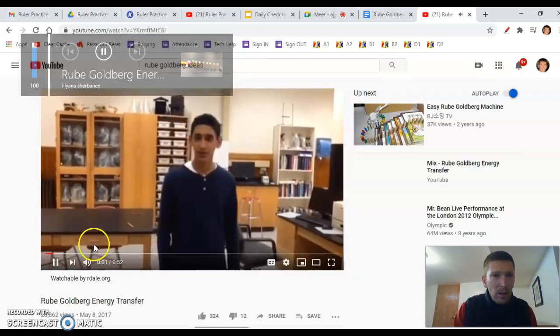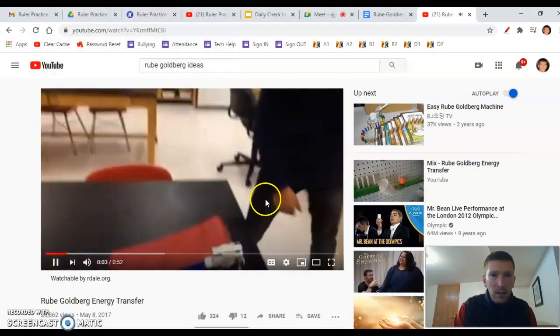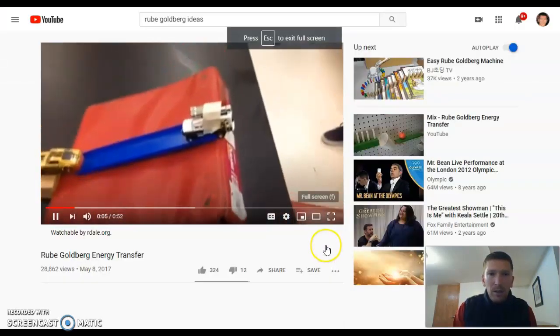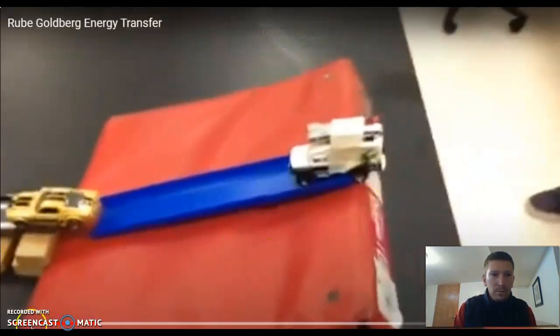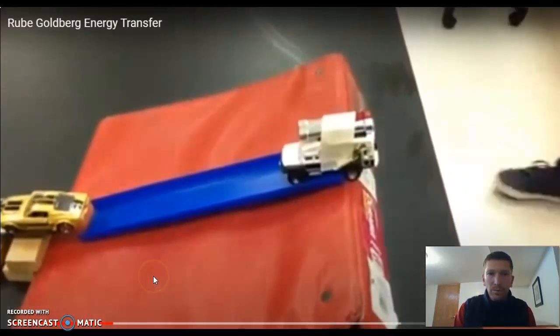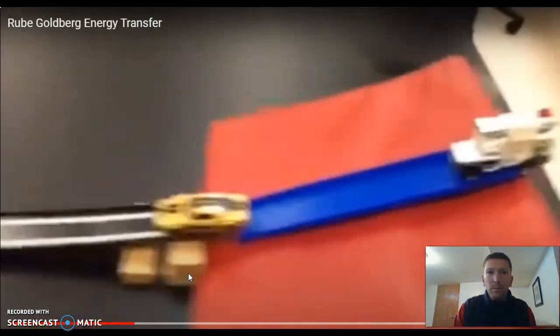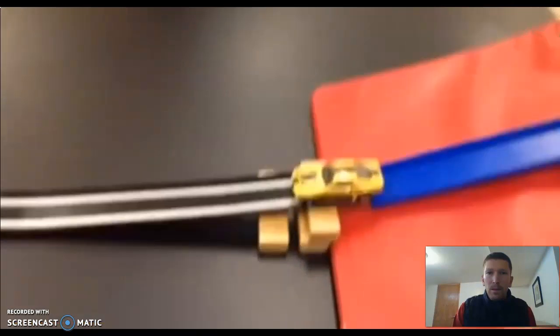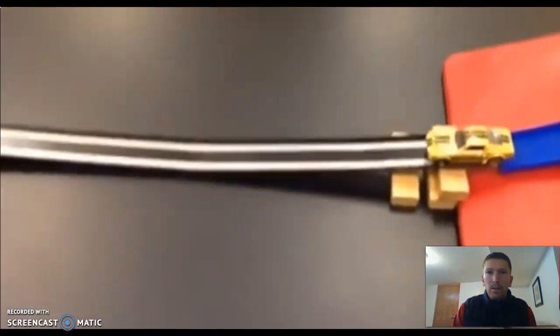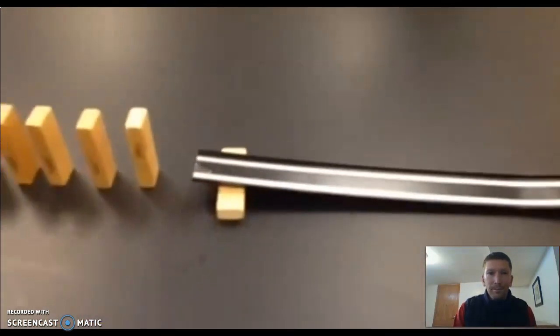Hi, this is our Rube Goldberg, and let's see how it is. Alright, so we will start by pushing that car down the ramp, which is gravitational potential energy to kinetic energy. The first car will then hit the second car, which is a gravitational potential energy transfer, which will then go down the car using mechanical kinetic energy.